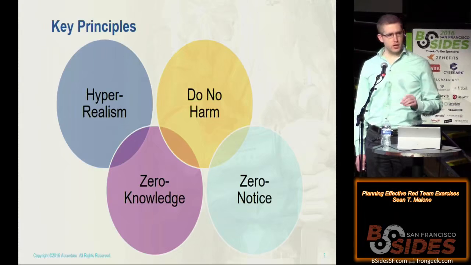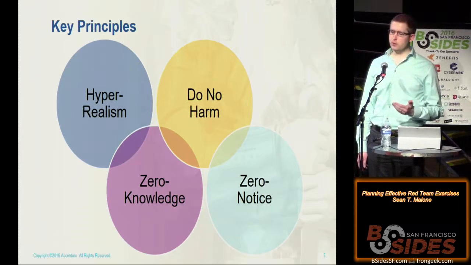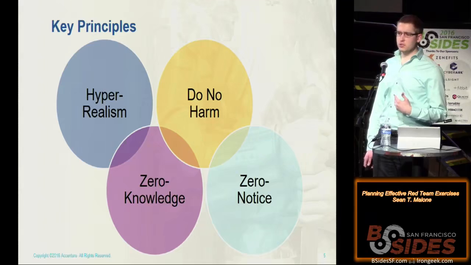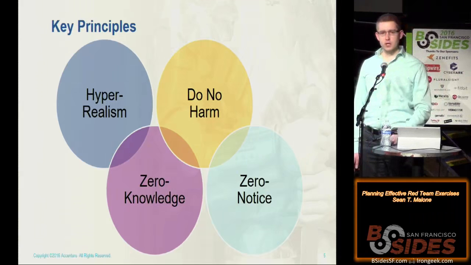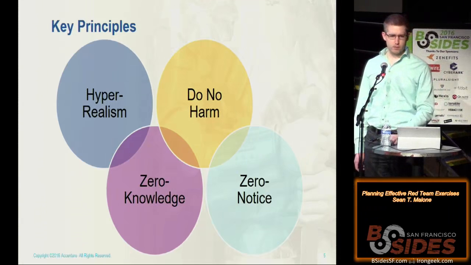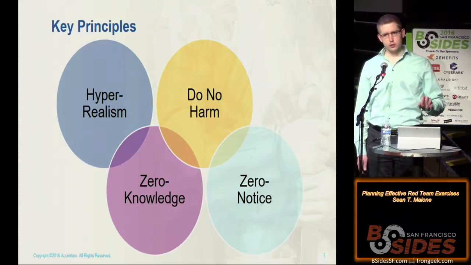Zero notice is the other side of that coin. It refers to the security operations team and their knowledge of the assessment. They receive zero notice that this attack simulation is going to occur. As far as they know, this is a real attack. There's a real adversary out there, and until the end of the engagement, they are kept in the dark about the fact that this is an authorized, legitimate attack against their environment. And this feeds back into the hyperrealism. If we don't have the zero knowledge and the zero notice components, we lose a lot of the realism.